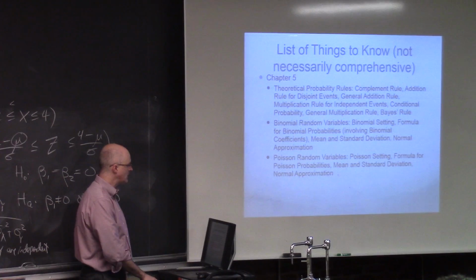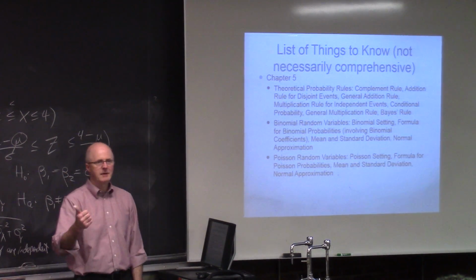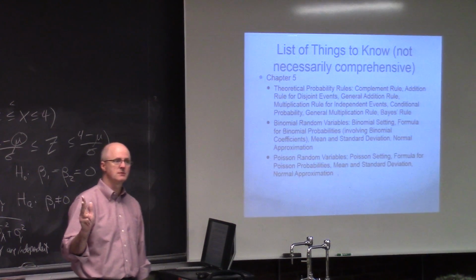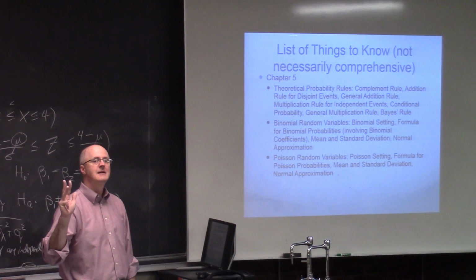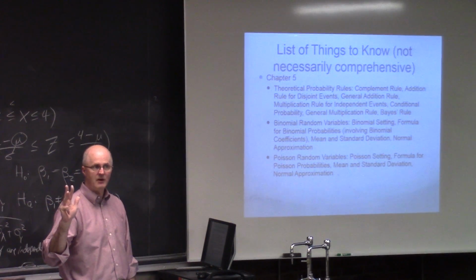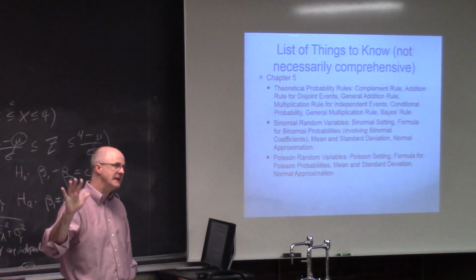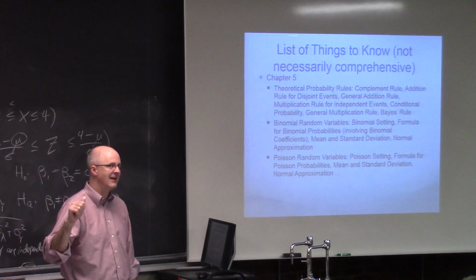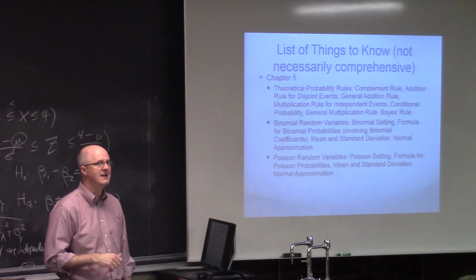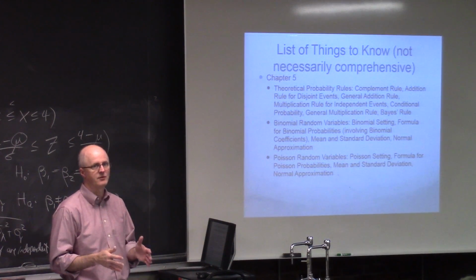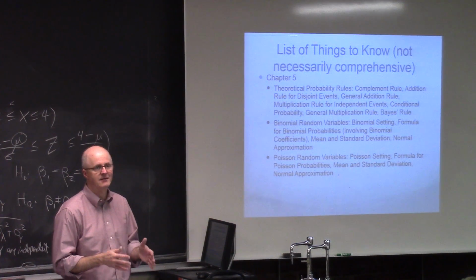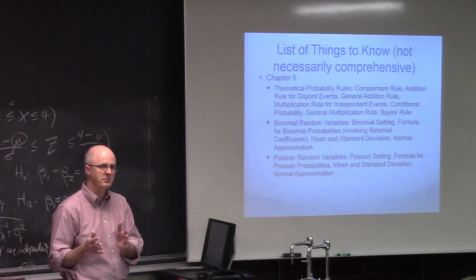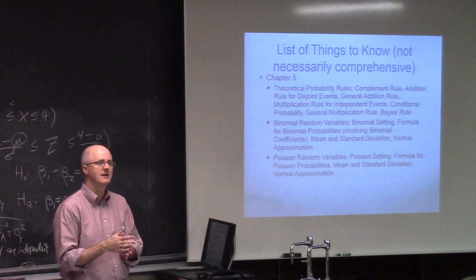Chapter 5, more theoretical probability: complement rule, addition rule for disjoint events, general addition rule, multiplication rule, both in general, that involves conditional probability, and the one for independent events. I did look on the old exams and saw I had one problem on an old exam at least that involved using the multiplication rule for independent events, where you just multiply the individual probabilities to find the probability of A and B occurring.